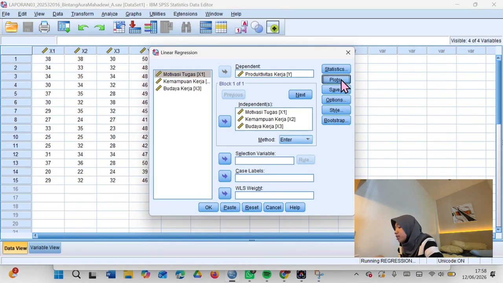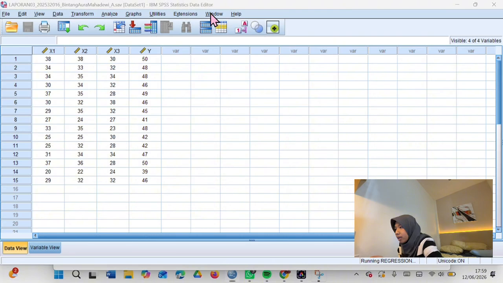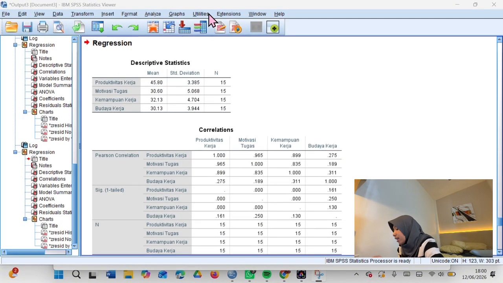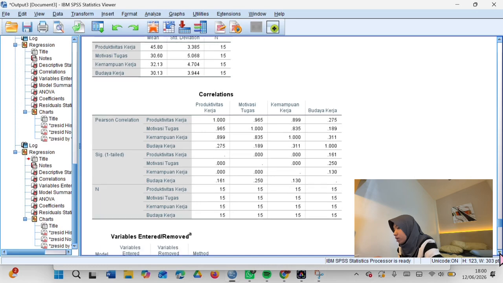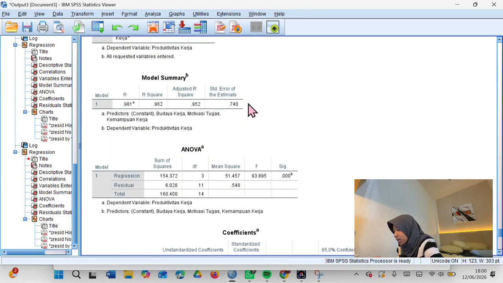Next, I will explain the model summary result. This is the model summary, with an R value of 0,981. This indicates that the overall relationship between tax motivation, work ability, work culture, and work productivity is very strong. And the R square value is 0,962.